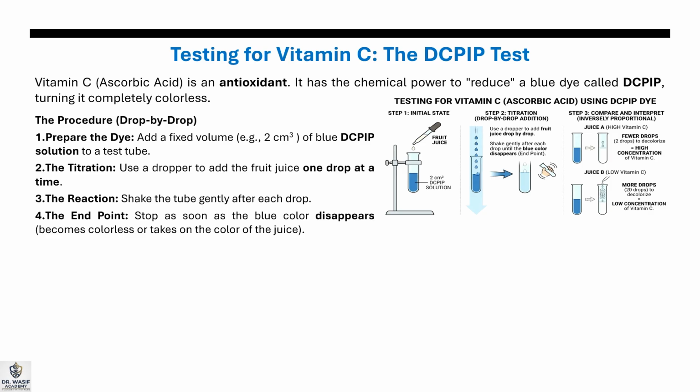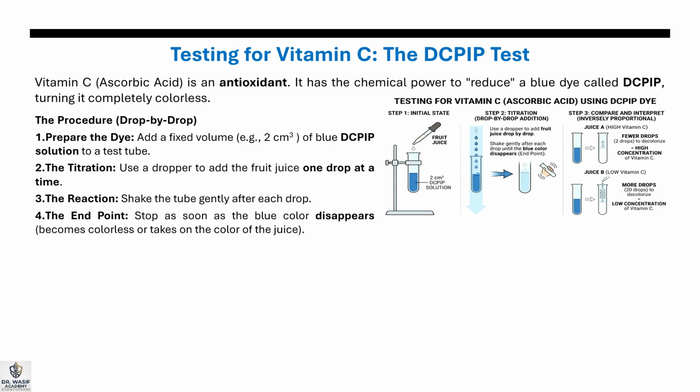This is a titration style test. You do not just dump the juice in, okay? You add it drop by drop. You start with a fixed volume of blue DCPIP and add the juice until the blue disappears. Blue color disappears, okay? Now listen closely, because this is where students often get confused.